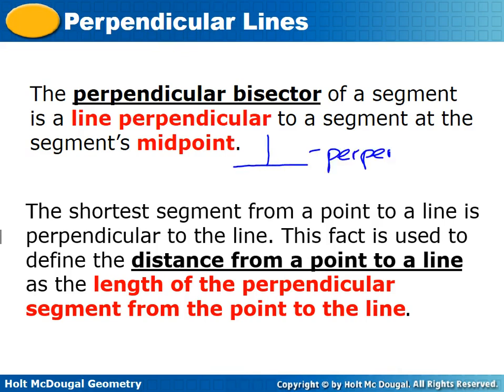So in case you don't know what that is, that's what this is, the symbol that shows us that two lines are perpendicular. And perpendicular means that the lines have right angles where they intersect. The shortest segment from a point to a line is perpendicular to that line. This fact is used to define the distance from a point to a line as the length of the perpendicular segment from the point to the line.